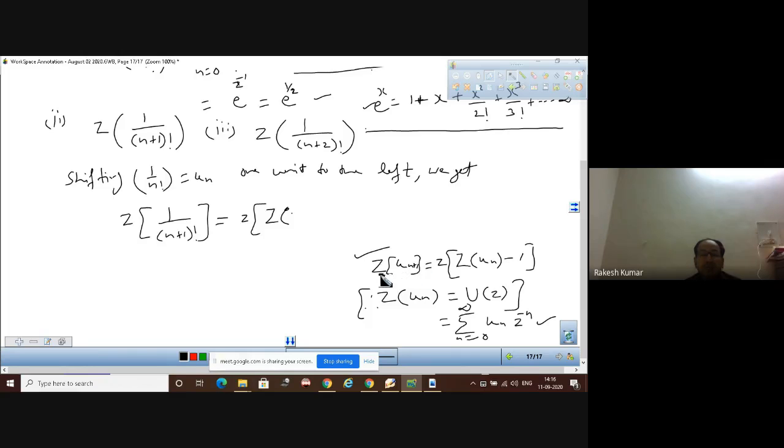So shifting un to the left, 1 unit, that will be the Z transform of 1 over n plus 1 factorial. So this is a small z, a variable. We have just proved its value, that is e raised to power 1 over z. So this is the formula which we require. Now, you can also do part 3, shifting 1 more unit. You can say shifting 1 upon n factorial 2 units to the left.